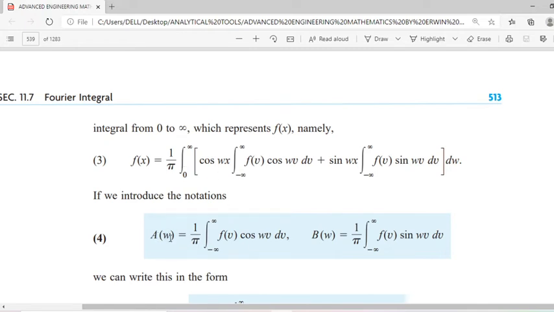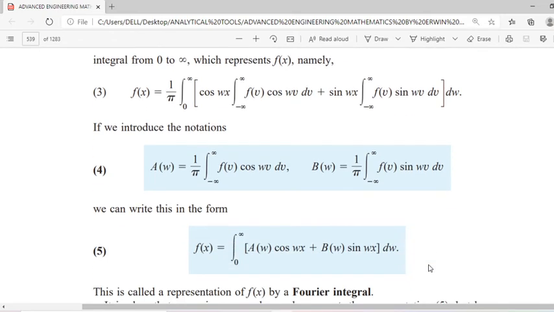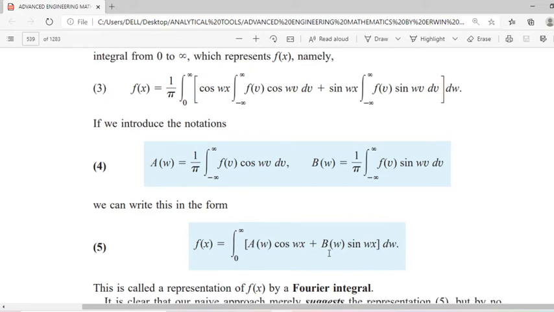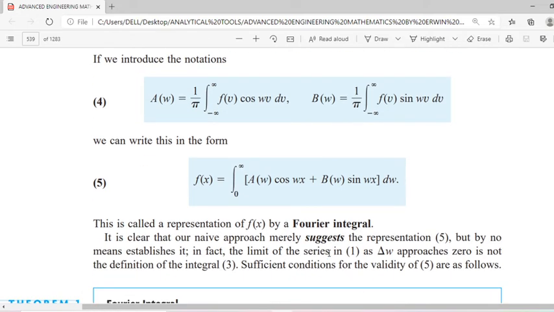So let us denote a(w) equal to 1 by pi into the integral from minus infinity to infinity of f(v) cos wv dv, and b(w) equal to 1 by pi into the integral from minus infinity to infinity of f(v) sin wv dv. Okay, so we can simply write f(x) equal to the integral from 0 to infinity of a(w) cos wx plus b(w) sin wx dw. This representation is called the Fourier integral.